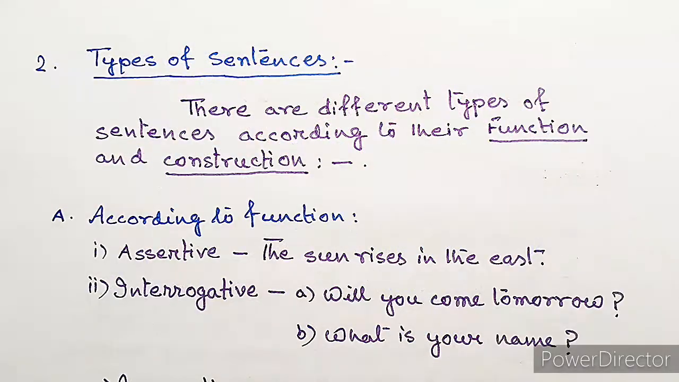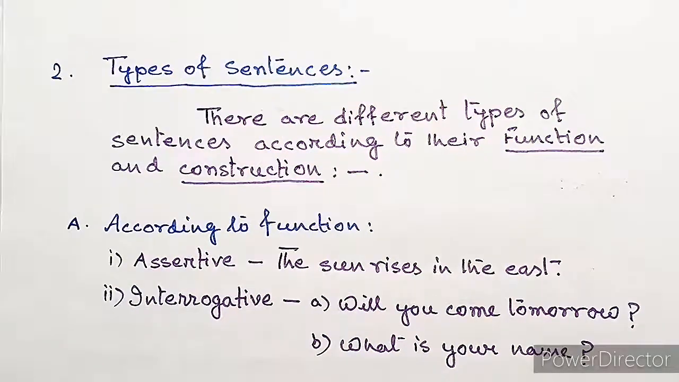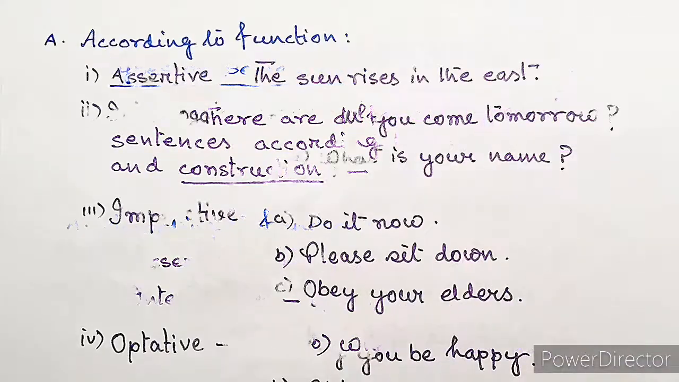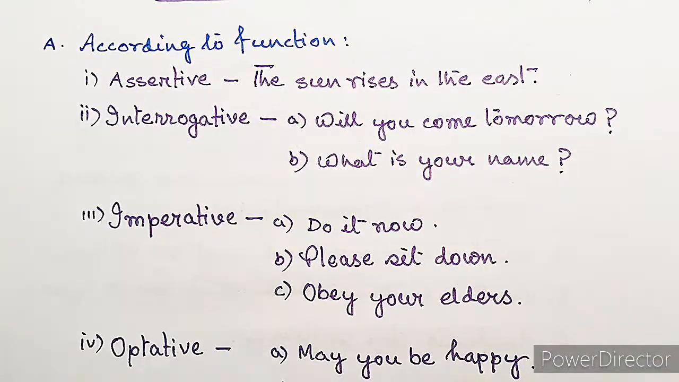Now let's see what are the types of a sentence. See, there are different types of sentences according to their functions and construction. According to function, there are 5 types of sentences. Number 1, assertive. See the example, the sun rises in the east. Number 2, the interrogative. See, there are 2 types of interrogative sentences. One is a simple question and the other is a WH question.